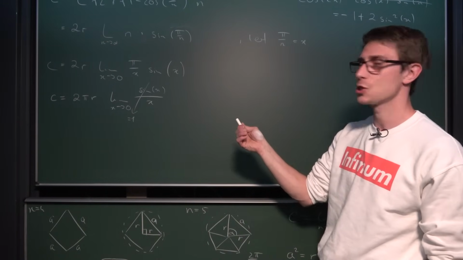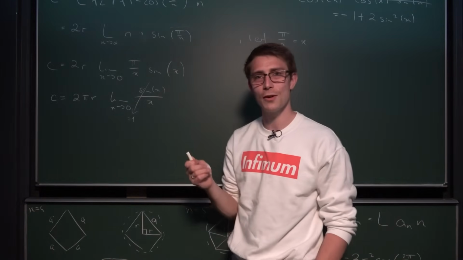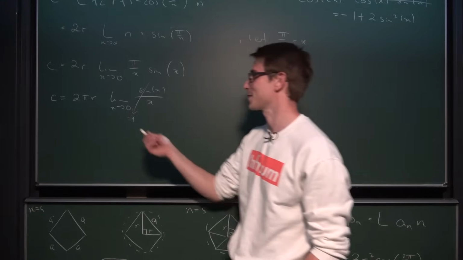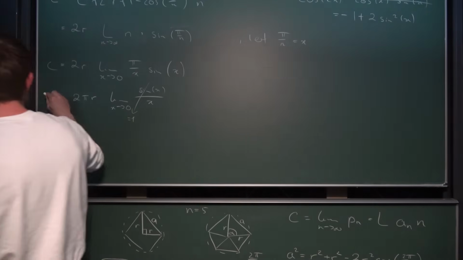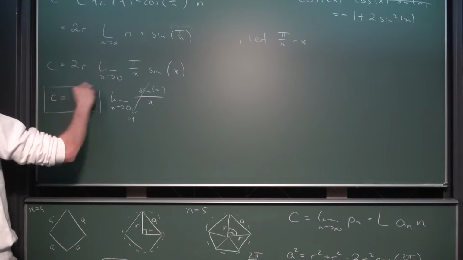And now we have shown that the perimeter of an infinitely sided polygon is indeed the circumference of a circle. And I think that is pretty cool, and I hope you did enjoy what you have seen today.